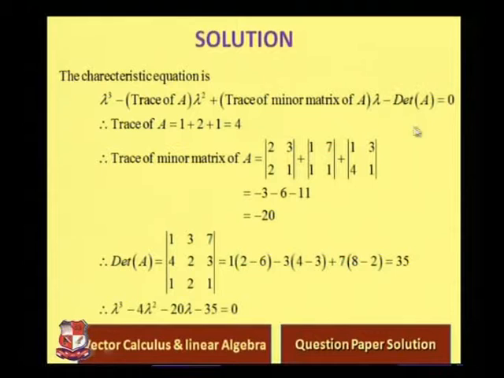Now the third one is the determinant of A. So the determinant of A is this determinant with entries 1 3 7. Solving by the method: 1 into this determinant, so 2 into 1 is 2 minus 6. Similarly the third, minus 3 into this one, and similarly plus 7 into 8 minus 2. By solving these numbers we get the answer 35. Now substitute all the values in this equation. So lambda cubed minus 4 lambda squared minus 20 lambda minus 35 equal to 0.